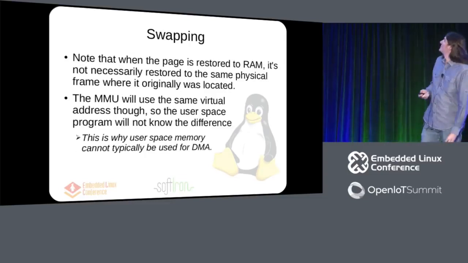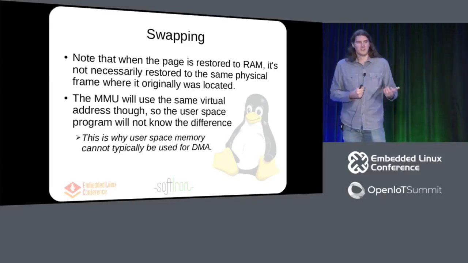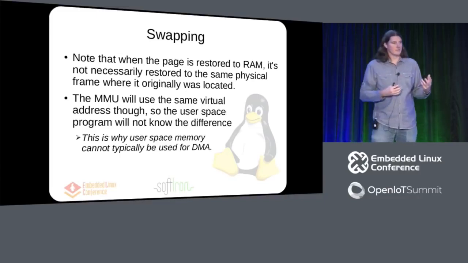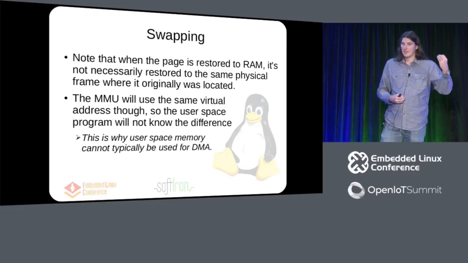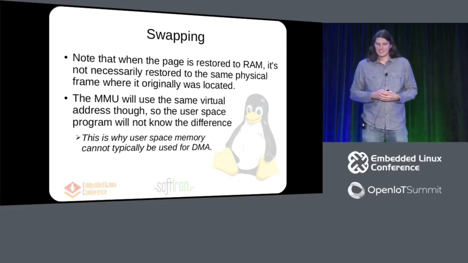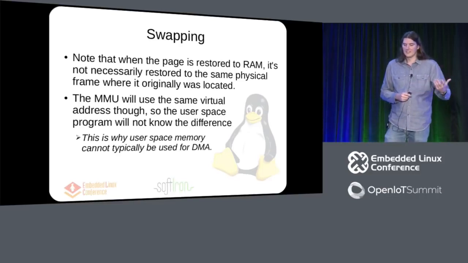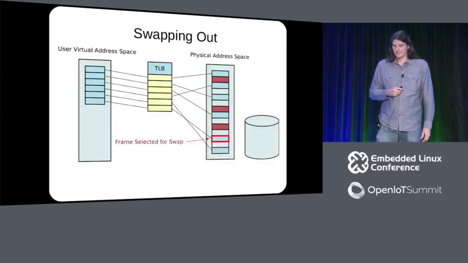Note that when the page is restored to RAM, it's not necessarily restored to the same physical frame where it was originally located. But this doesn't matter because we have the MMU, and the MMU will simply have a mapping from the same correct virtual address to the different, new physical address. In this case, the user space process won't know the difference at all, which is a good thing.